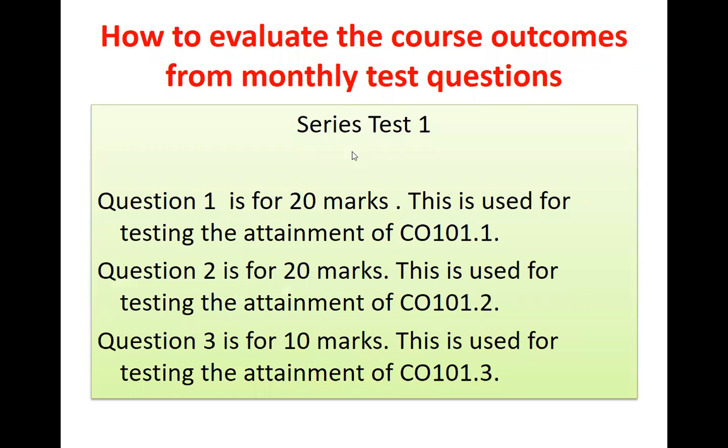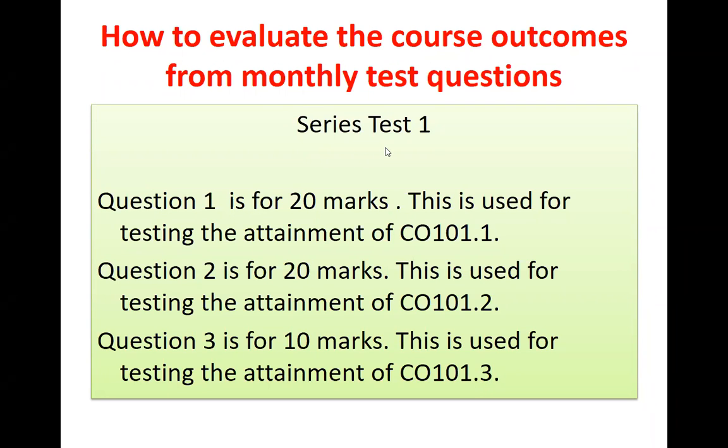Some monthly test questions. We'll be assessing the students, giving series test 1, series test 2, assignments, etc. Now, while conducting the series test, if question 1 is for say 20 marks, this is for testing the attainment of CO101.1. So let us assume that I have got 3 course outcomes for my course. That is specified by CO101.1, CO101.2 and CO101.3.